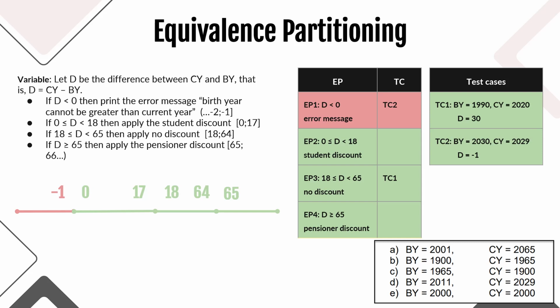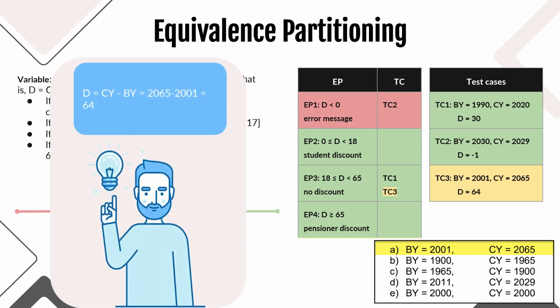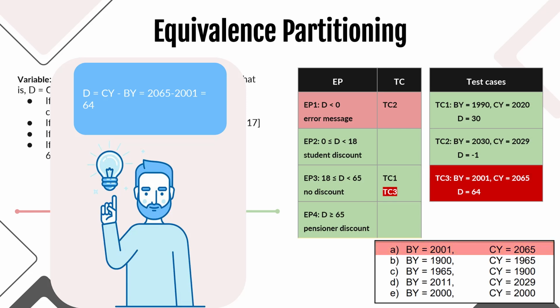The first test case is birth year 2001, current year 2065. We must calculate the value of D based on these values. The formula is simple. D equals the current year minus the birth year and is equal to 64. This value is included in the third equivalence partition, which is already covered by the first test. Accordingly, answer option A does not suit us. Let's check the next answer option in the same way.